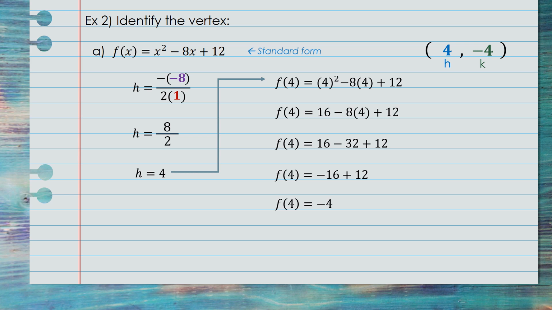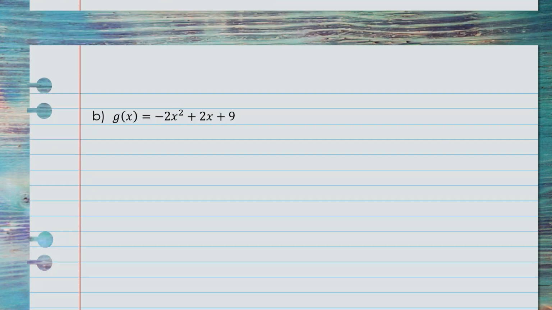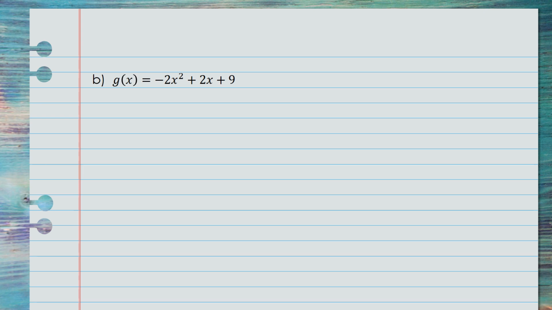Let's try another one. For B, we have g of x equals negative 2x squared plus 2x plus 9. Now again, we're being asked to find the vertex, which means we're looking for the ordered pair h, k. So we look at how the function's written. Can we easily identify h and k? No. This is written in standard form, so we have to go and look for it.